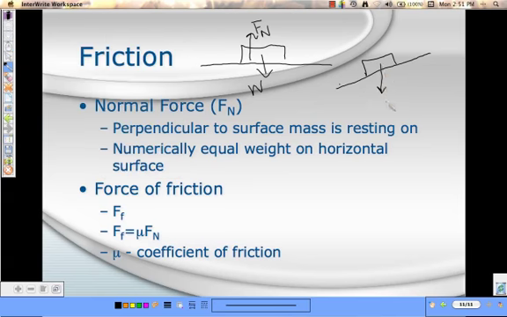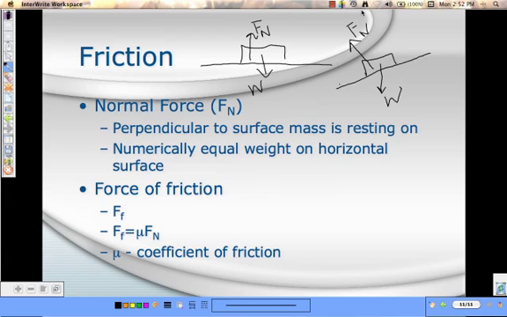There we go. So weight is down again, but normal force is perpendicular to the surface, so it's going to look like this, and when we get to this point, normal force does not equal weight. So only if it's on a horizontal surface does normal force equal the weight of the object. Force of friction we symbolize with F sub F, and F sub F is equal to mu times the normal force, and mu is the coefficient of friction.